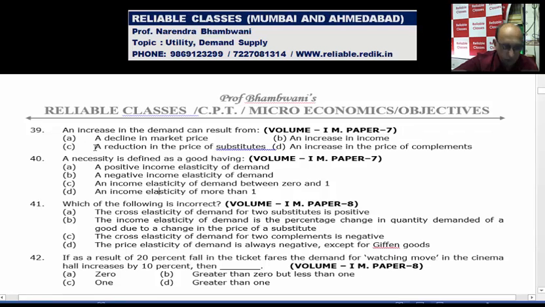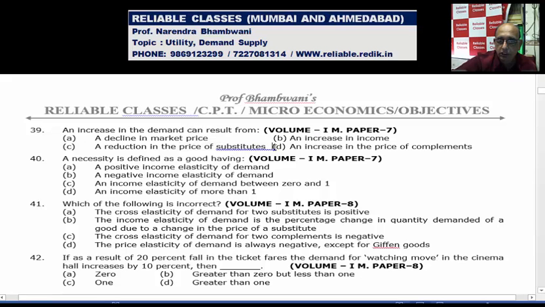Let us check other options also. Sorry, reduction in the price of substitutes here. Reduction in the price of substitutes will not lead to increase in your demand. If the substitutes' prices are falling, demand for substitutes will increase and demand for our products will decrease. So this cannot be the answer.